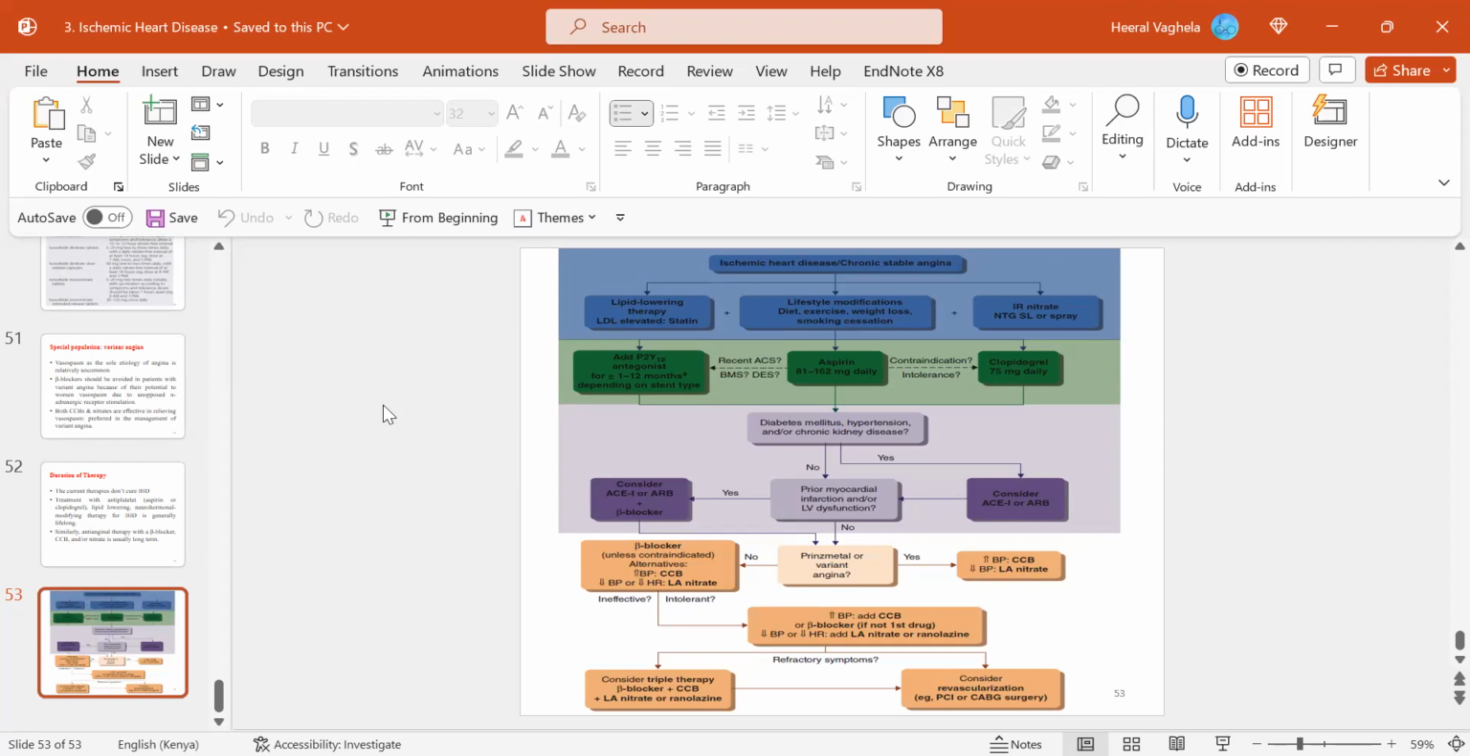Then we said if this patient now has diabetes, hypertension, or any kidney disease, then you consider giving ACE inhibitors or ARBs, and it has been shown that it reduces mortality or morbidity. Then if this patient has a prior myocardial infarction, then you consider giving ACE inhibitor or ARB plus a beta blocker.